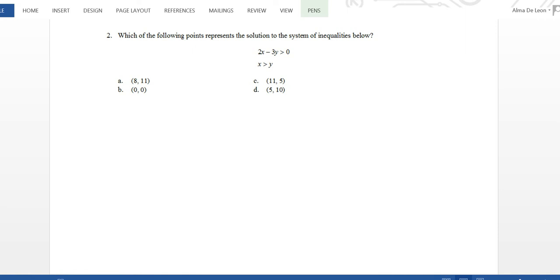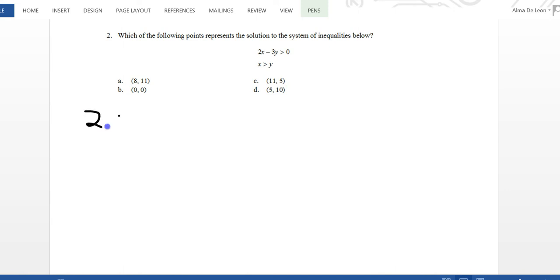The second problem is asking us which of the following points represents the solution to the system of inequalities below. And this is a very, very simple problem. You don't have to do any solving. All you have to do is just plug in and check. If you plug in a point and it satisfies the inequality, you know that it is a solution to that inequality. Since we have a system, it has to satisfy both inequalities. Okay, so let's start working with answer choice A.